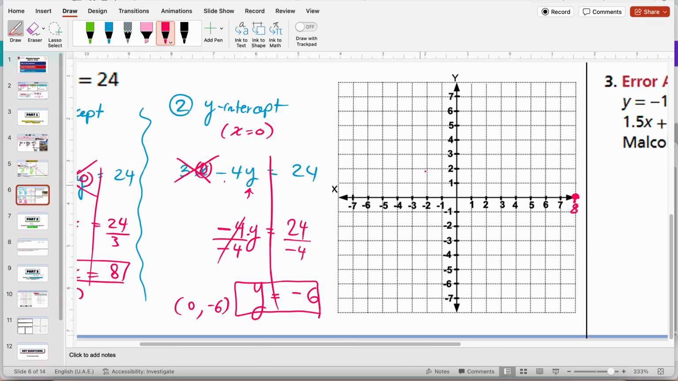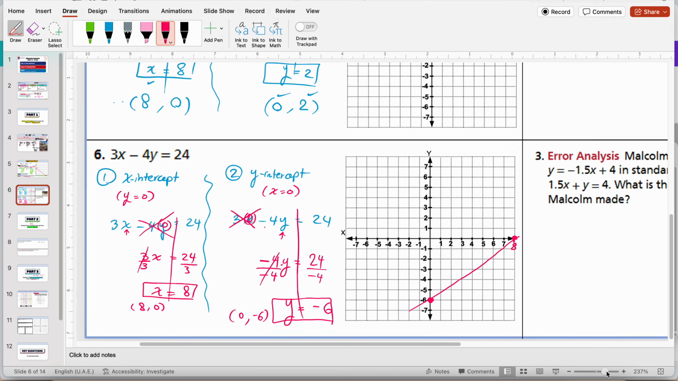Okay? So go to your y-axis. Where is negative 6? Here. Lastly, connect your points. And that's it.